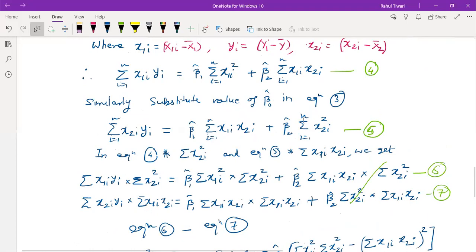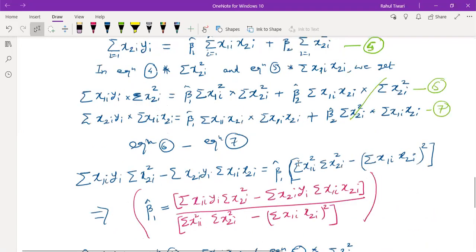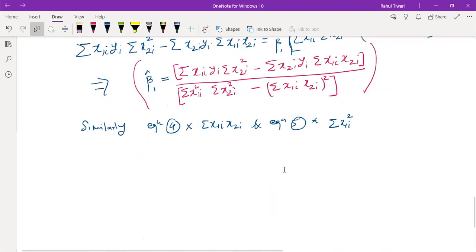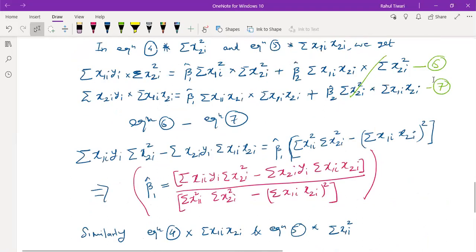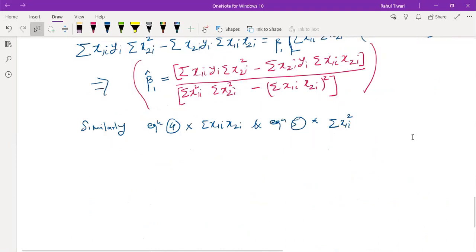Similarly, I did the same thing. I multiply this equation's coefficient here and its coefficient here. So the coefficient becomes the same, it will get cancelled, and it turns out to be beta 1. Similarly, to get beta 2, multiply by its coefficient, and you will get beta 2. You can work this out, and you will get equation number 8 and 9. I'll leave the space for you.